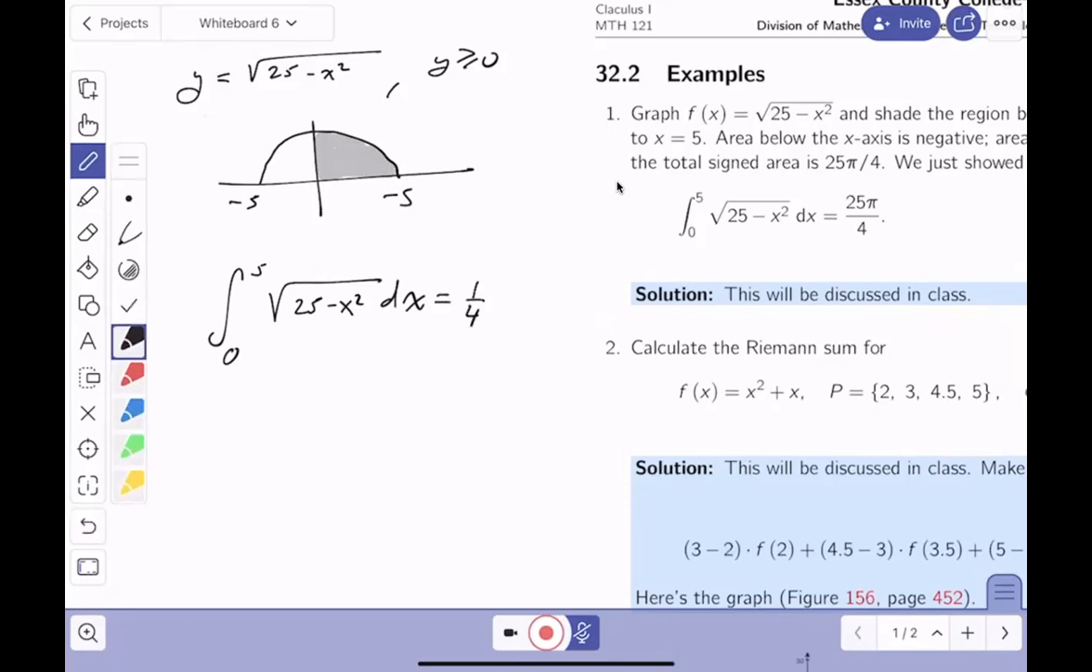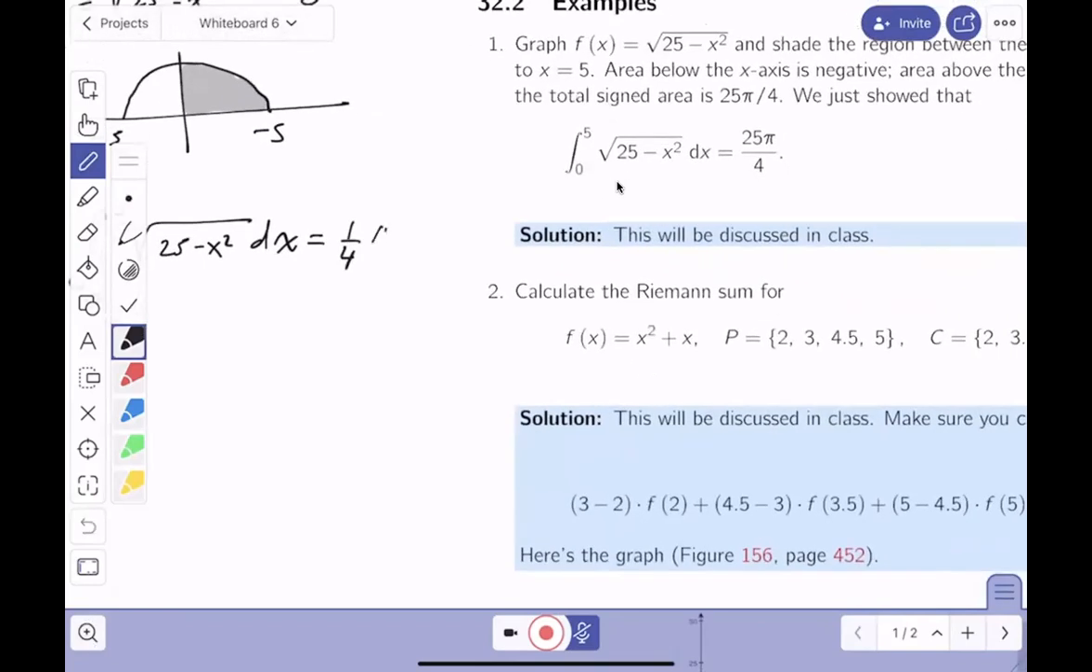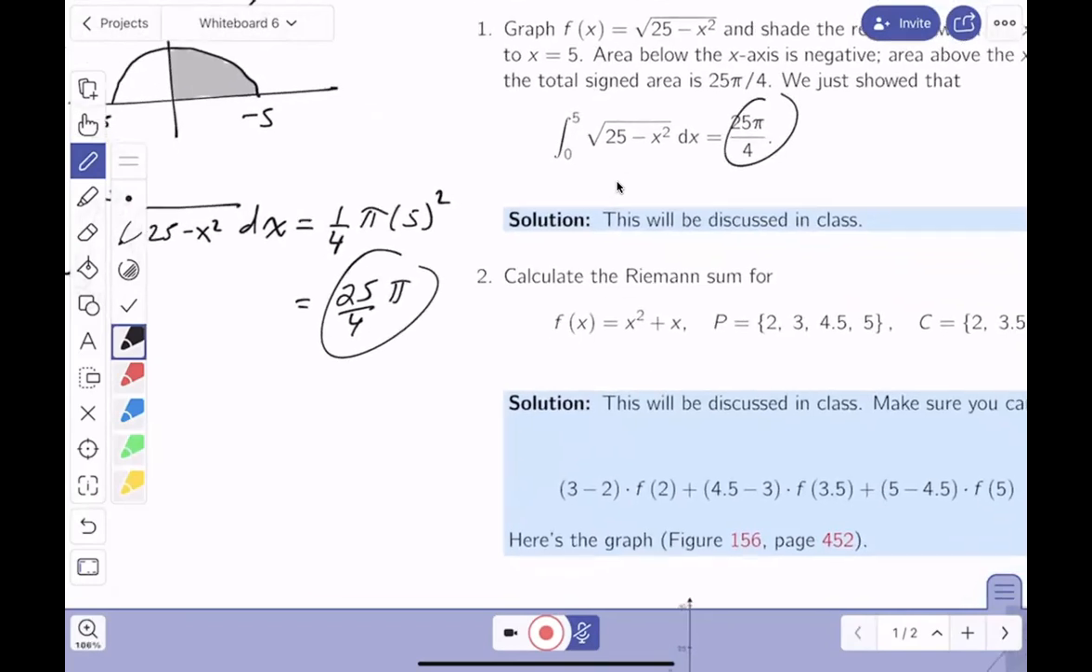It's 1/4 of the area of that circle. What's the area of a circle? Pi r squared. What's r? r is 5. We're going to square it. What do you get over here? 25 quarters of a pi. All right, that's done. Let's go to number two.